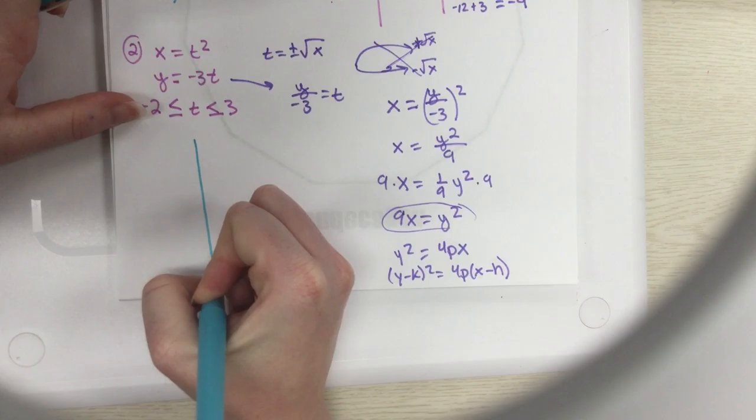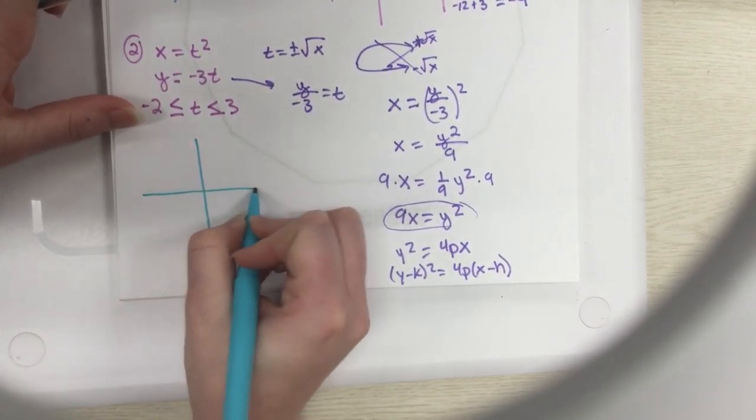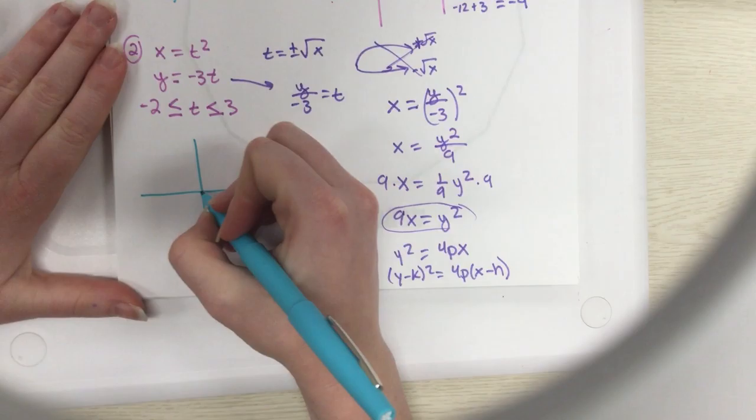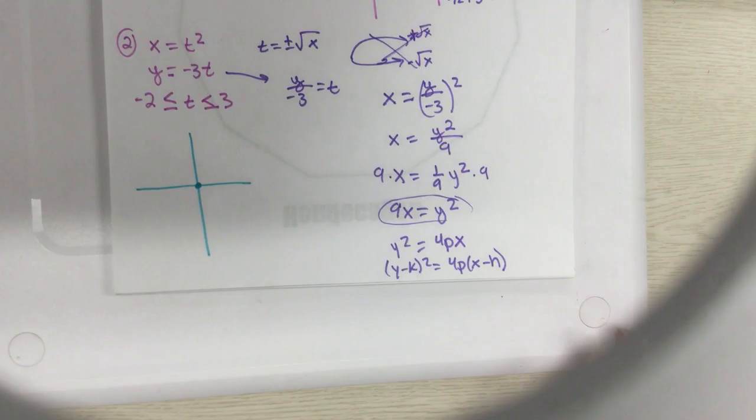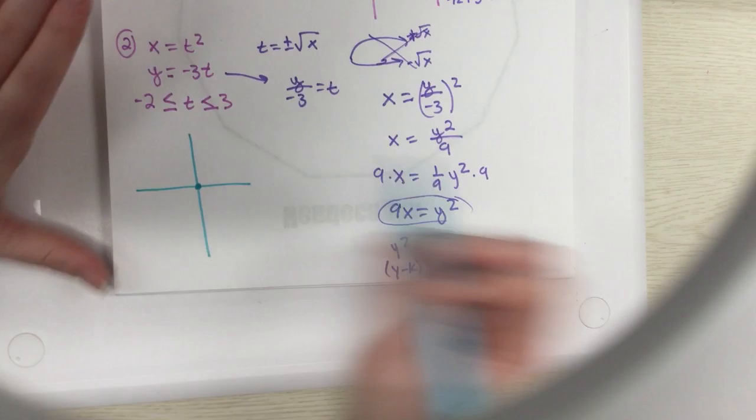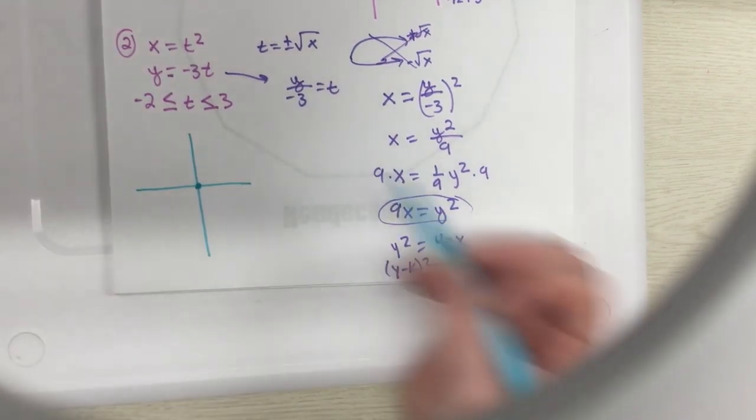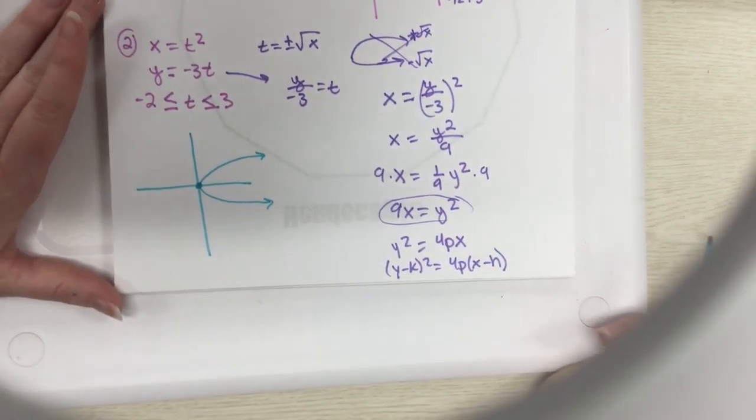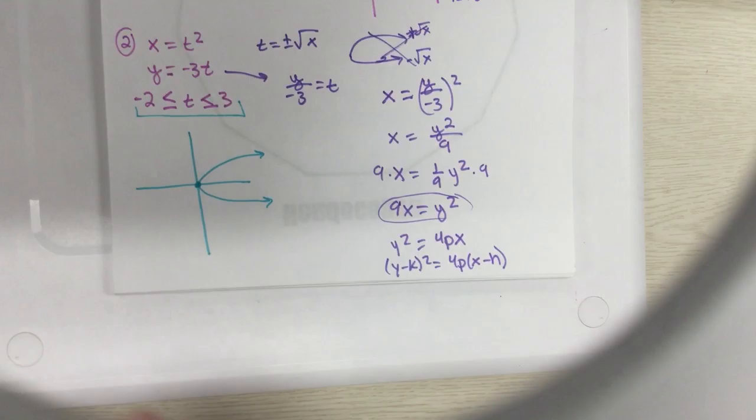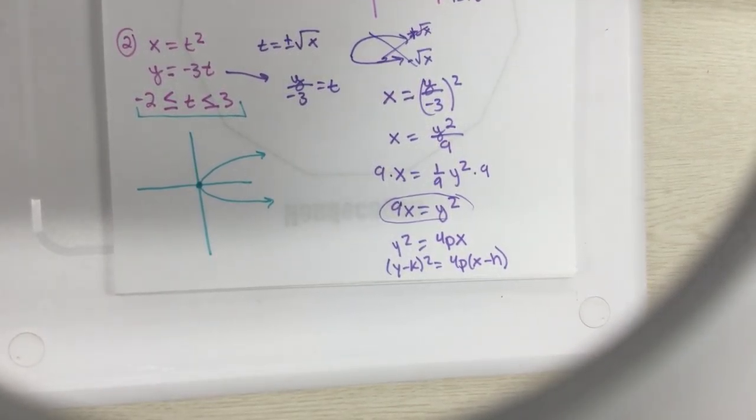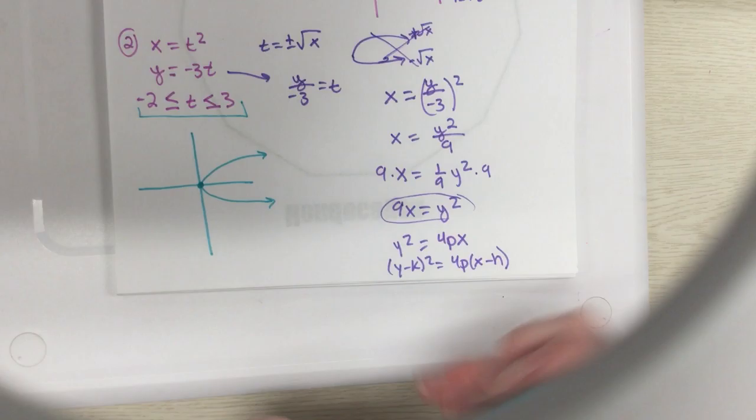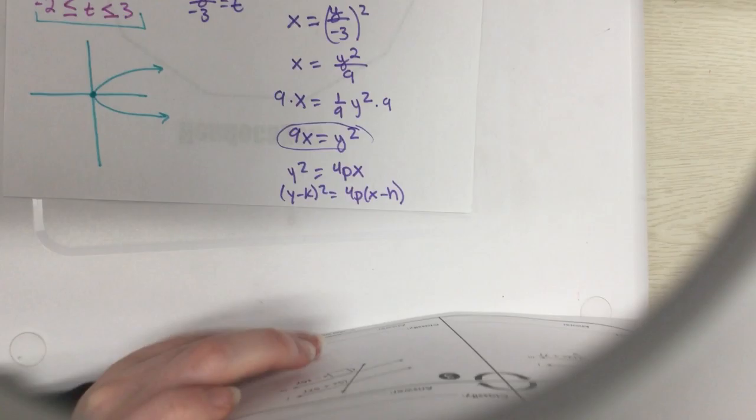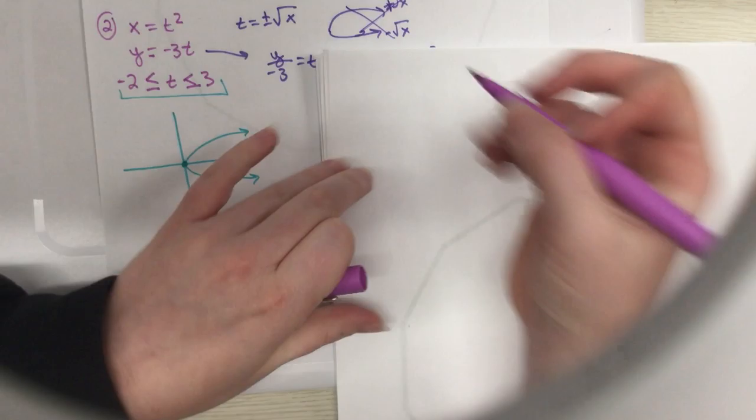So we have the start of a graph right here. Notice I don't have an h or a k, so my vertex is at 0, 0. Okay, 4p equals 9, so I can find the focus if I really want, but I don't really care. And so if you want to plug in some points, or you can just kind of sketch a graph, this is going to be our parabola. The only thing is we are on this interval where t is -2 all the way till 3. So we got to do that chart again to figure it out. Okay, and so I'm going to put this right here so we can do that chart.